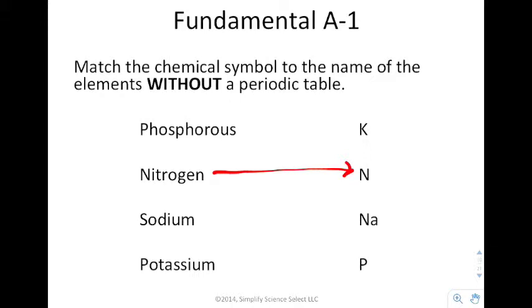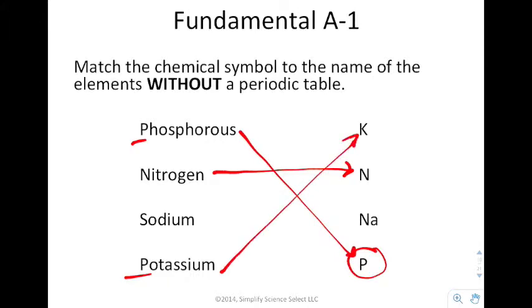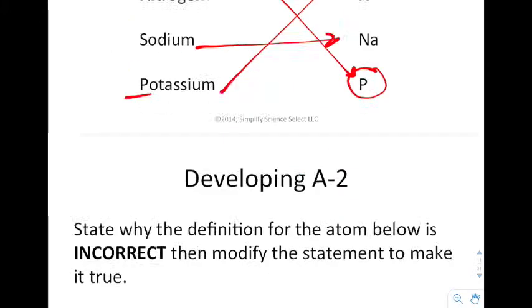The rest of them are a little bit tricky because if you were to look at potassium, you've got P, but you also have a P that starts with phosphorus. And you're supposed to recognize and say, okay, well, phosphorus is P and potassium is actually K, and that leaves sodium as Na. So you need to be able to recognize these symbols very, very quickly and name them appropriately.